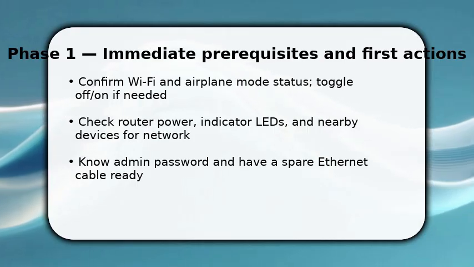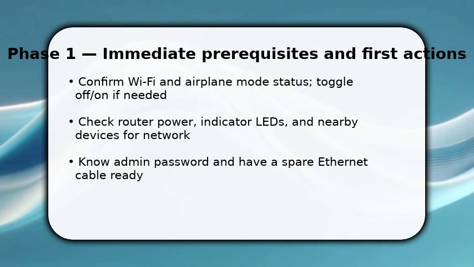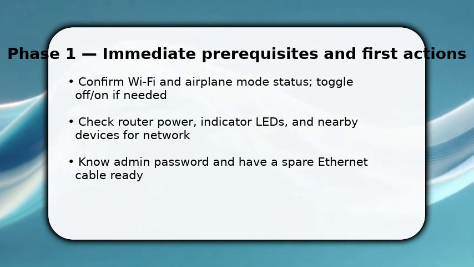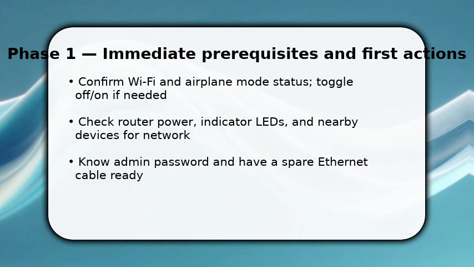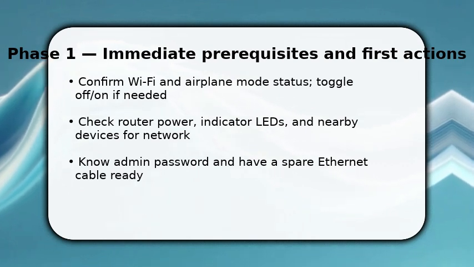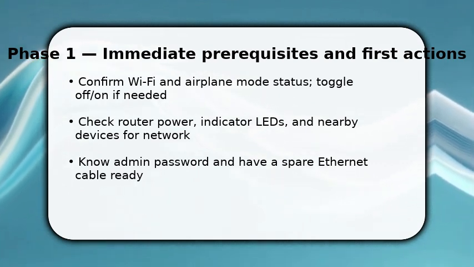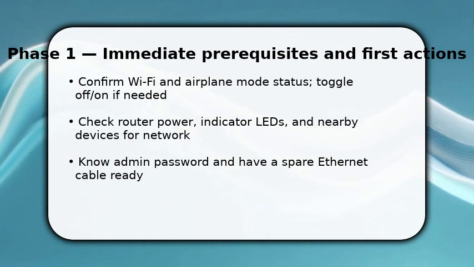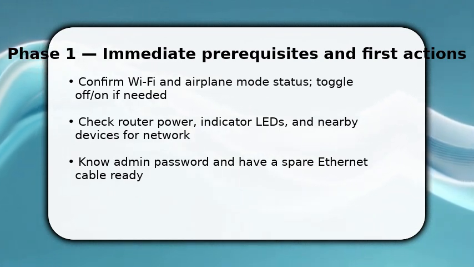You start by verifying the obvious connectivity controls. Check Wi-Fi, turn off airplane mode, and disable VPN temporarily. Next, inspect the router lights and reboot it by unplugging for 30 seconds. This clears many transient faults.